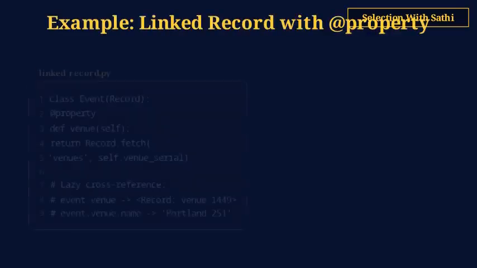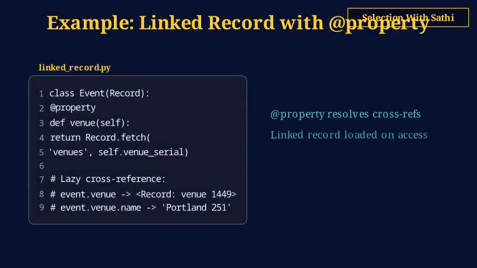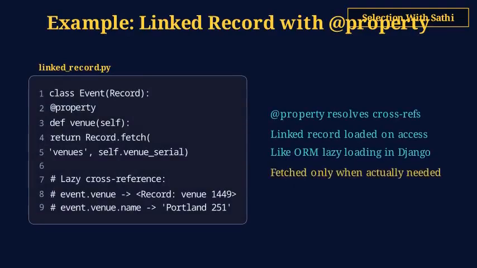Linked records show @property for lazy cross-references. The Event class extends Record and adds a venue property. When you access event.venue, the property fetches the linked venue record by its serial number from a shared database or dictionary. The link is resolved on demand only when you actually access the venue. This pattern is common in ORMs like Django and SQLAlchemy where related objects are loaded lazily through properties.